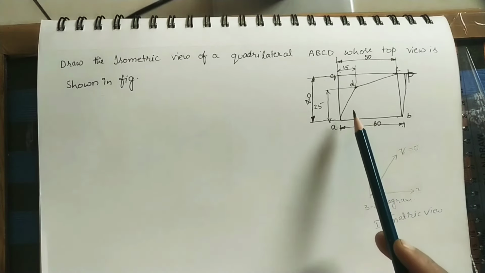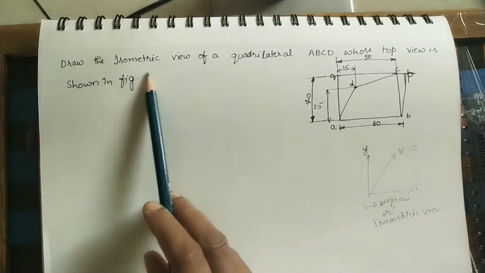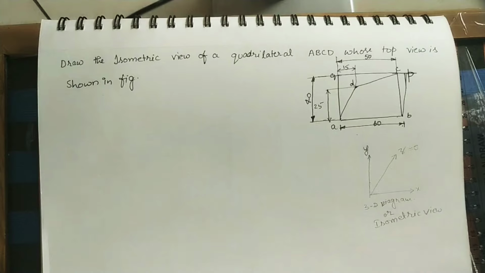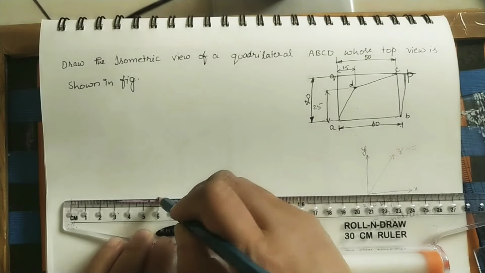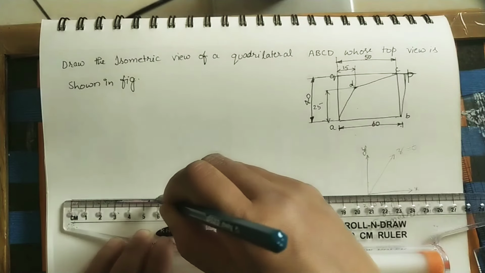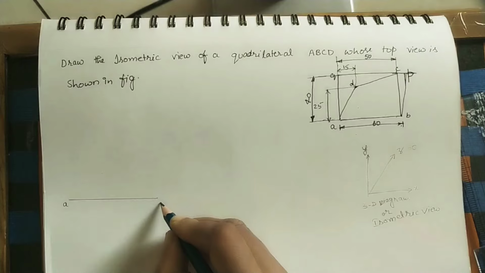Here first draw the given diagram by using the instruments. After that we need to do the isometric view of it. Let us do. So mark the endpoint, 60 mm width. Now give the names A and B.